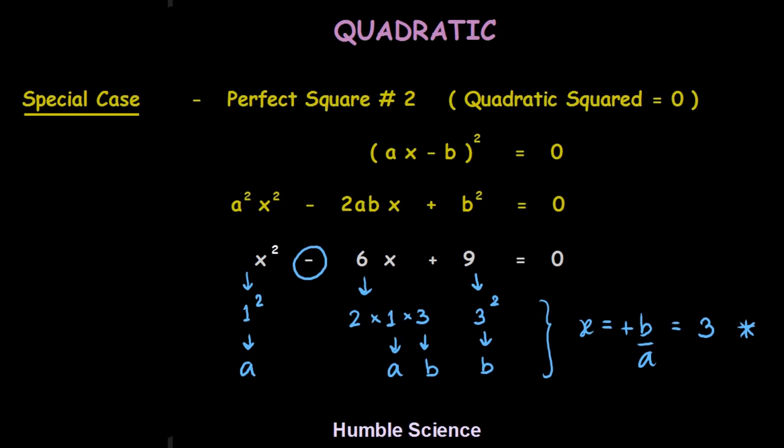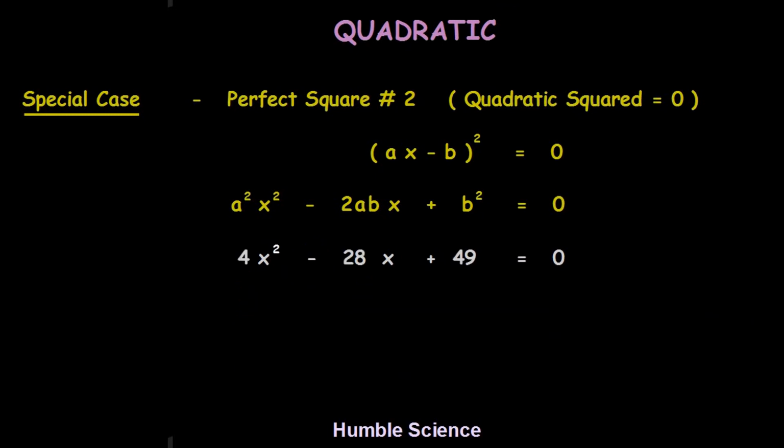Let's try another example. Here we have 4x squared minus 28x plus 49 equal to 0. This is also a perfect square. For 4, it is 2 squared, so a is equal to 2. For 28, it is 2 times 2 times 7, so a is equal to 2, b is equal to 7. For the third one, 49, it is 7 squared, so b is equal to 7.